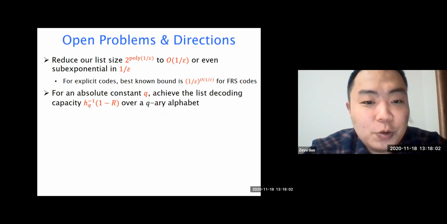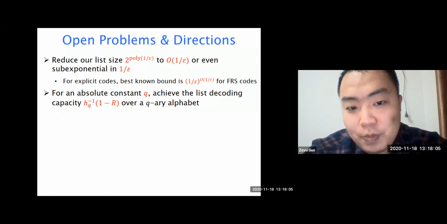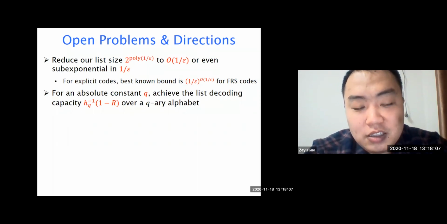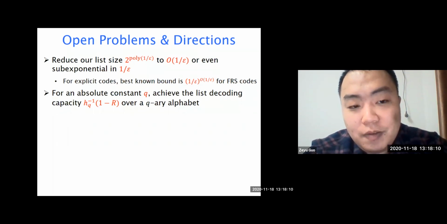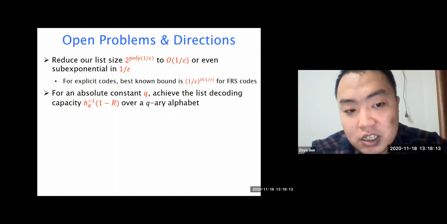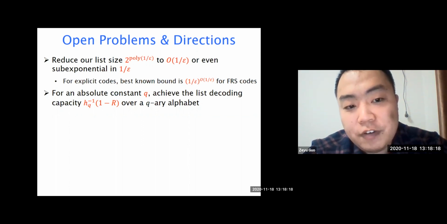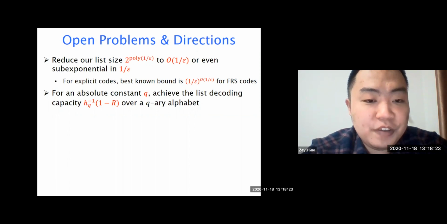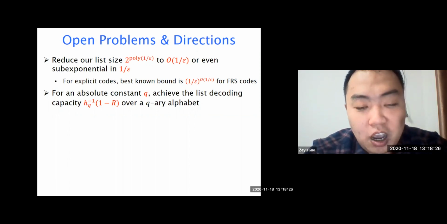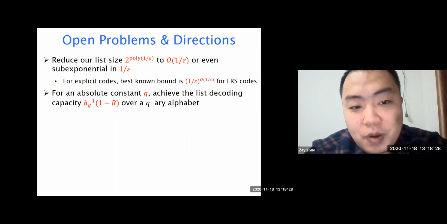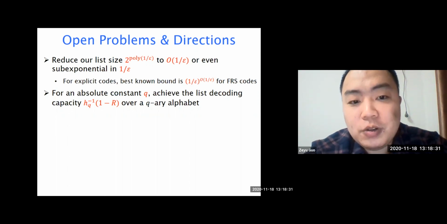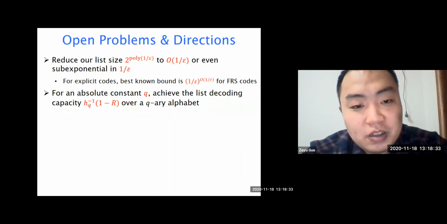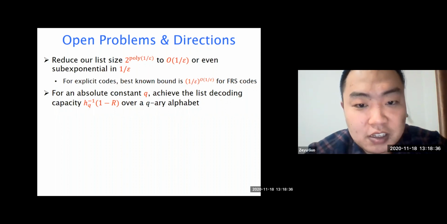If we want an absolute constant alphabet size q, like q equals 2 or 3, then there's also list decoding capacity, but we have to be more careful here. The list capacity is known to be H_q inverse of 1 minus r, where H_q is the so-called q-ary entropy function. The question is whether it's possible to achieve this capacity for absolute constant q. This is wide open. I do not know any explicit construction that achieves this, or gets close to this.